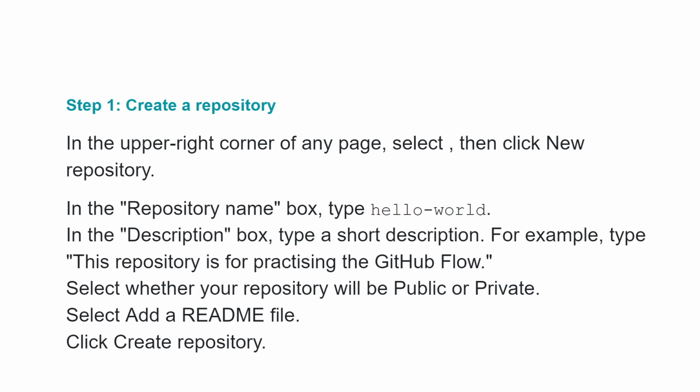In the upper right corner of any page, you select the new repository option. Then in the new repository name, you type something and give a name. Suppose I am giving hello world. In the description you also write something to describe your project, for example, this repository is for practicing the GitHub flow. Then you can select whether the repository will be public or private. If you want everybody to see it, you can select public. Then select add a readme, a markup file in markdown. Then click create repository. So the repository will be created now.